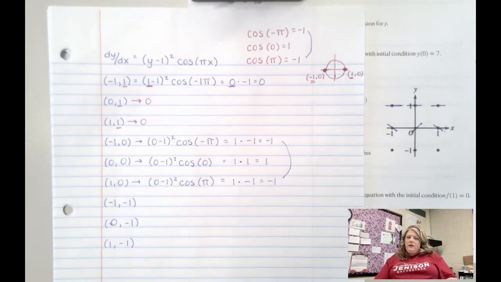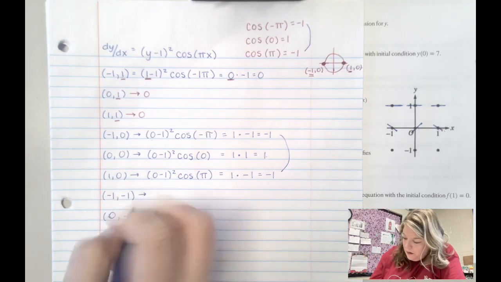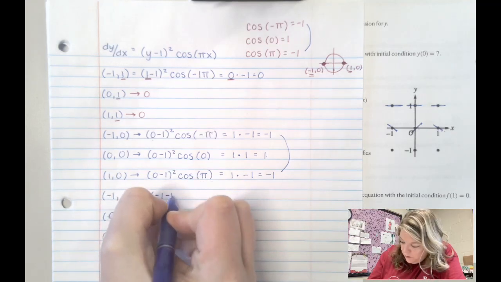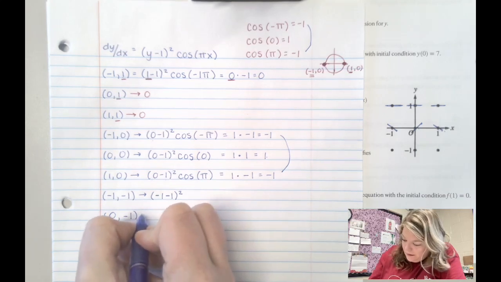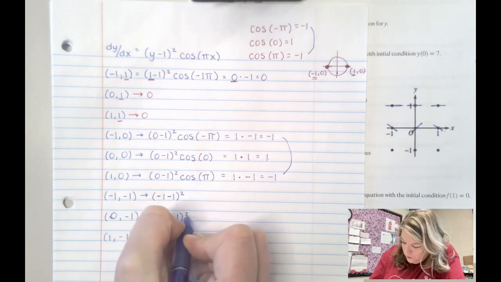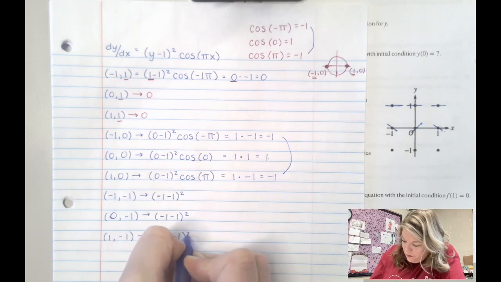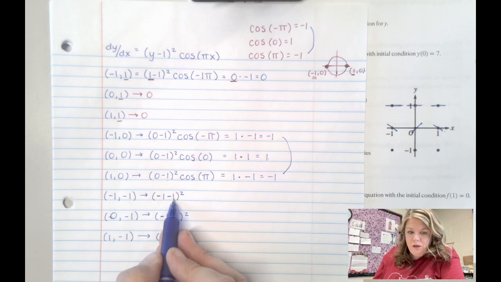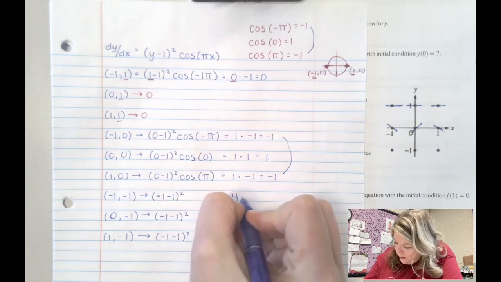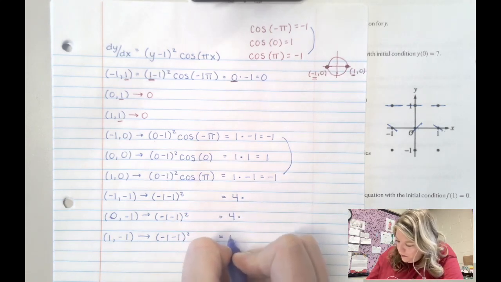All right, let's do the same thing for the next 3. So my y value now is negative 1, so I'm going to have negative 1 minus 1 squared. That's going to happen with all of these. Negative 1 minus 1 squared, negative 1 minus 1 squared. That's negative 2, and negative 2 squared is 4. So this is going to be 4 times something. This is going to be 4 times something. This is going to be 4 times something.